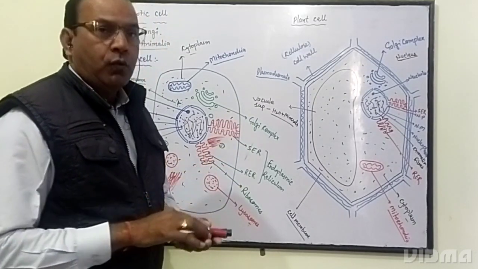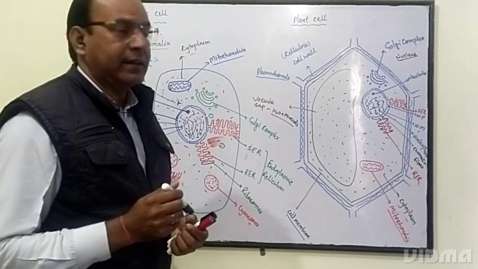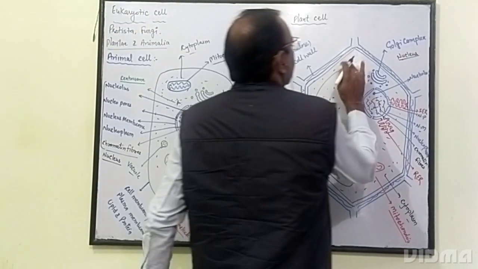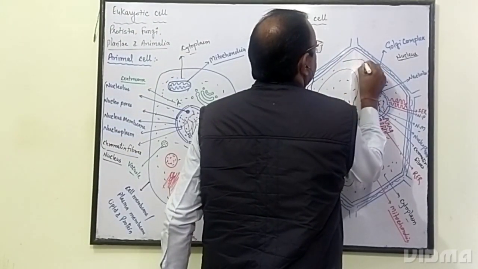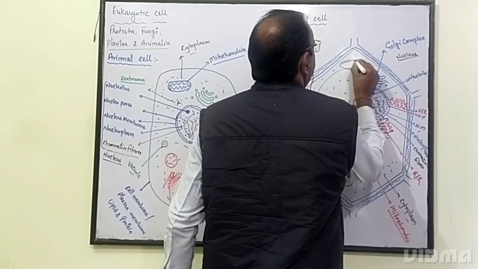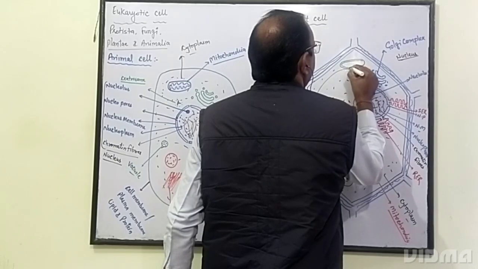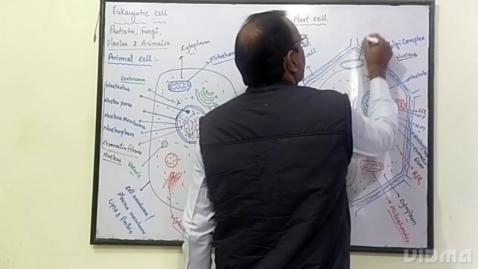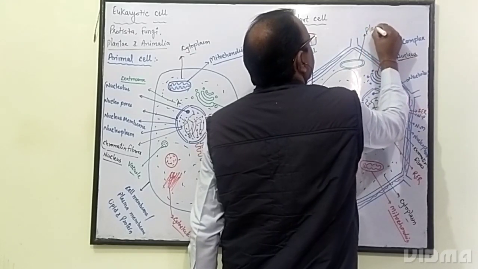In a plant cell, one cell organelle is extra, not present in an animal cell. That is the plastid. Plastid has a bilayered membrane. It is an oval-shaped structure with a bilayered membrane.